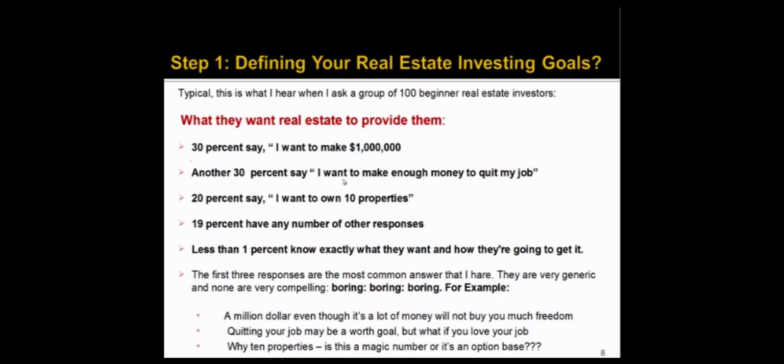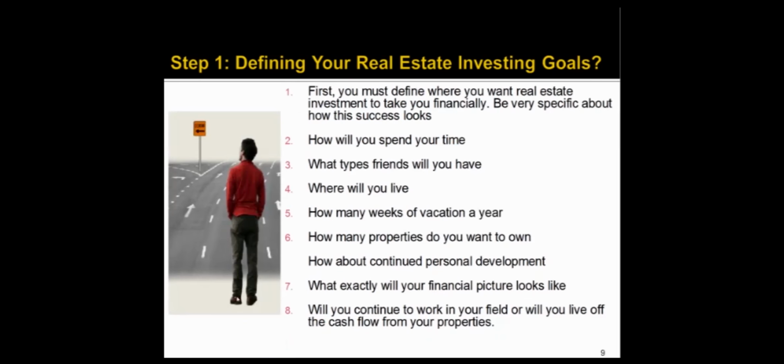These types of goals are very, very boring, because they're not really specific to anything. And yes, you want to make $1 million. $1 million may look like a lot of money, but how much freedom will this really buy you? For goals like I want to quit my job, well, you may not want to quit your job. You may love what you're doing. So you want to set up goals that are very specific and very structured in nature, that would help you achieve whatever plan you're preparing yourself to achieve.